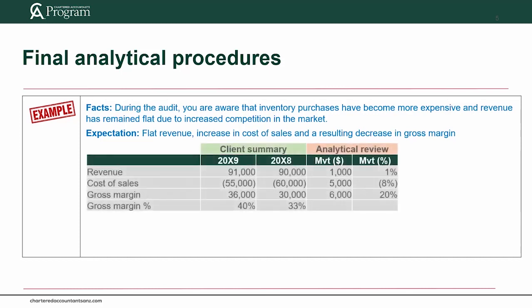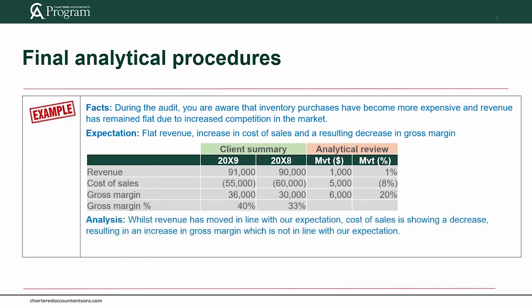However, upon receiving the client's financial statements, you realize when you perform your analytical review that whilst revenue is in line with your expectation, cost of sales and gross margin movement is not. In this case, you would need to investigate and discuss this with management as it no longer corroborates the conclusions formed during the audit.